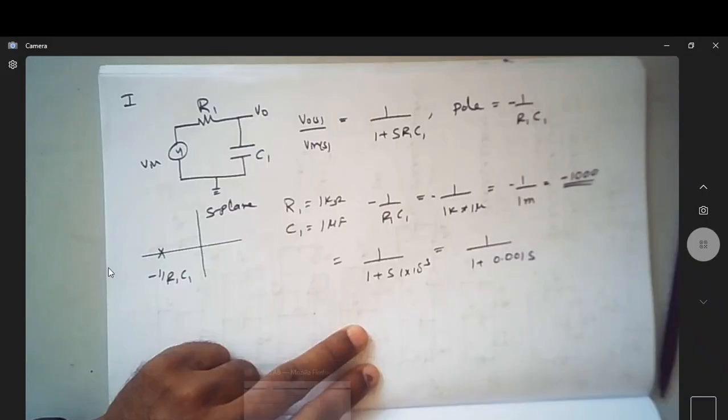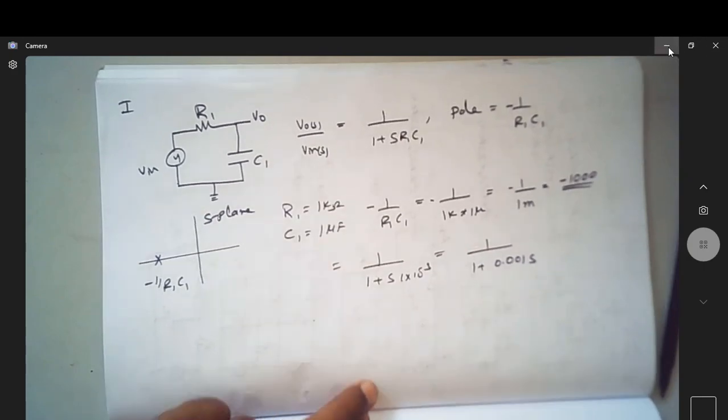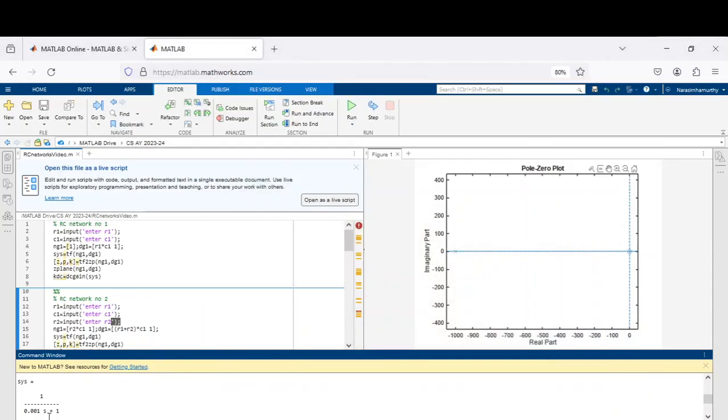So this is the transfer function that we saw over there. And of course we know the pole is at minus 1000. This is minus 1000, and of course we don't have any zeros. If you see, the zeros are not there. So the zero is empty and the pole is at minus 1000. If you change the value of R1 C1, that will naturally change.